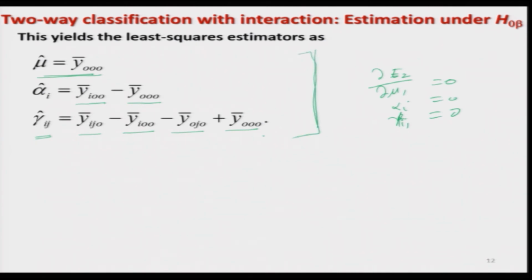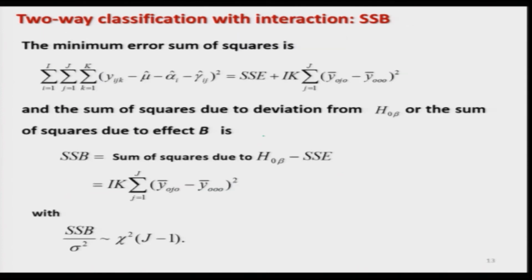So, now you can be confident. Once you do this algebra yourself, you should be confident that you can write down these estimators directly. Now you have obtained the least square estimators of mu, alpha i and gamma ij. What do you have to do next? You simply have to substitute these values in your sum of squares due to random errors, and then obtain the minimum error sum of squares.